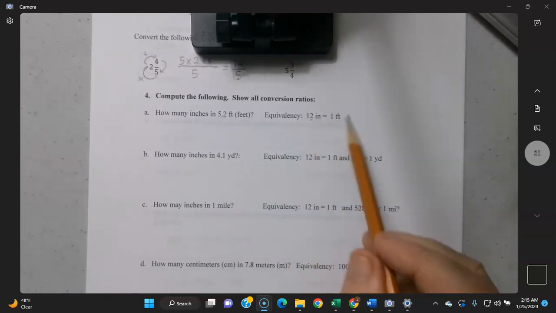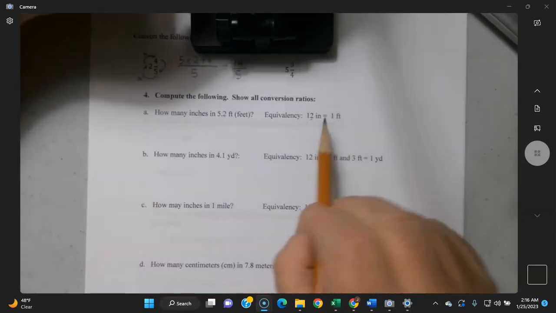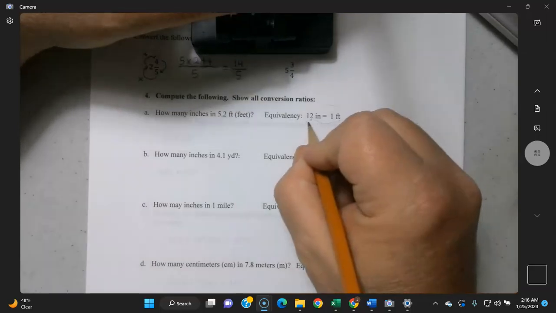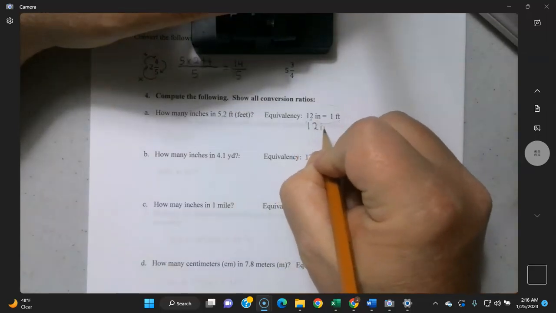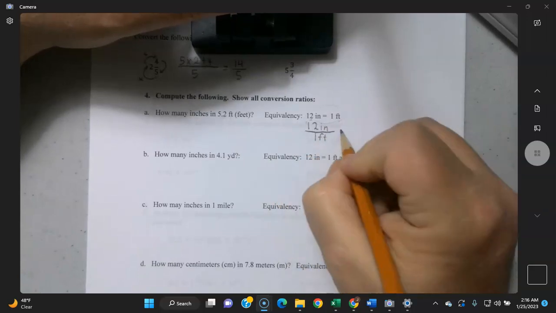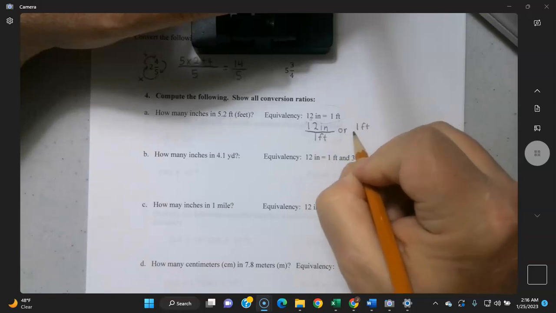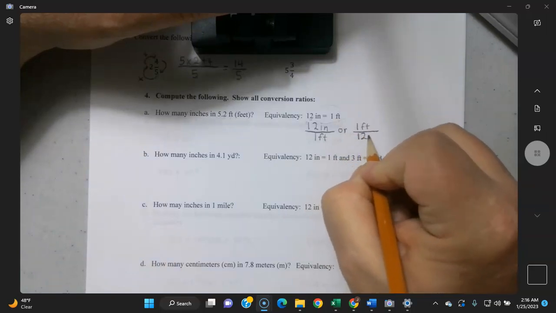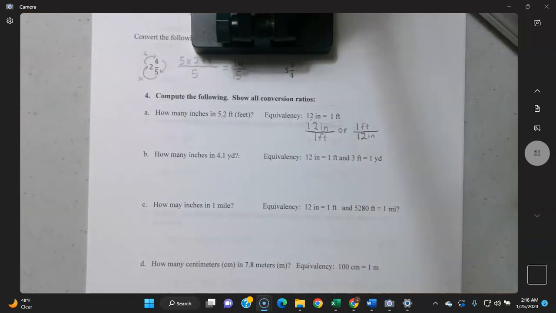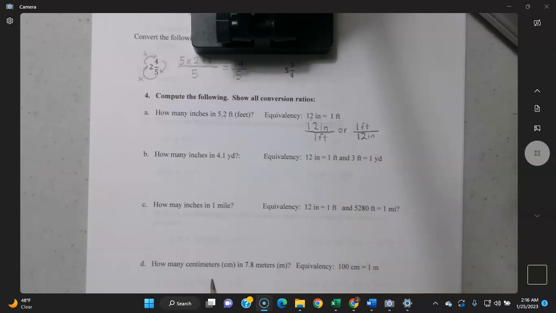So this is called an equivalency. We know that there's 12 inches in 1 foot. You could also say there's 1 foot in 12 inches. So I'm going to write 2 conversion factors out of this. The way you would read this is there's 12 inches for every 1 foot. Or it's equally true to say that there's 1 foot for every 12 inches. Okay, those are both true statements.